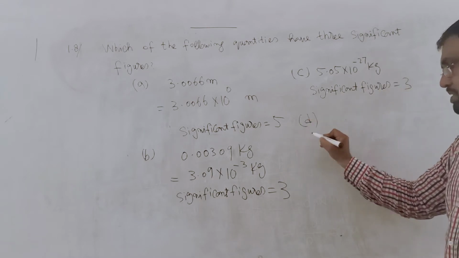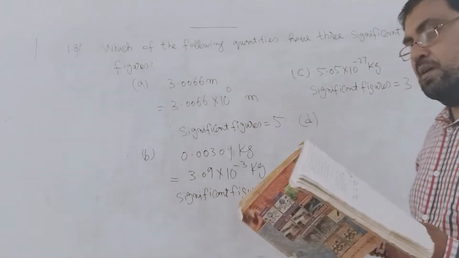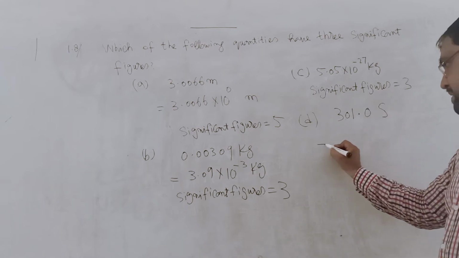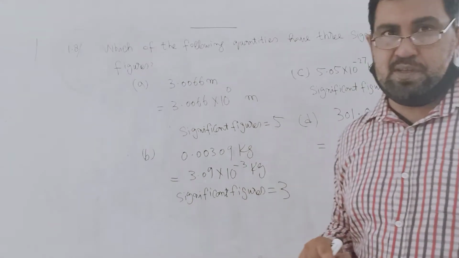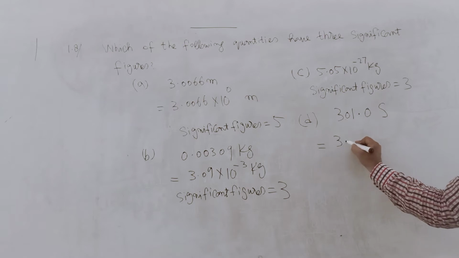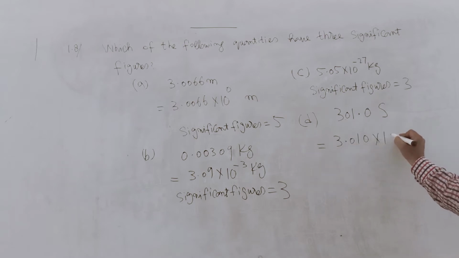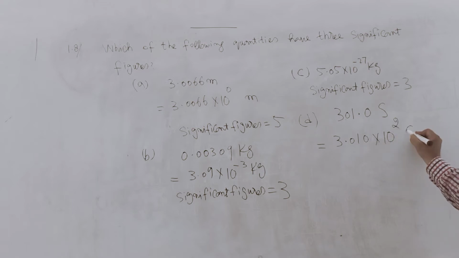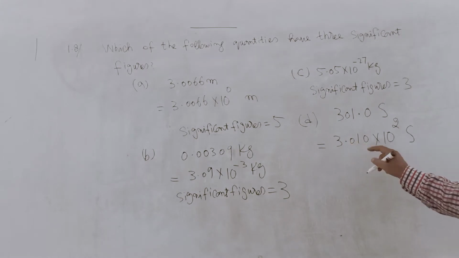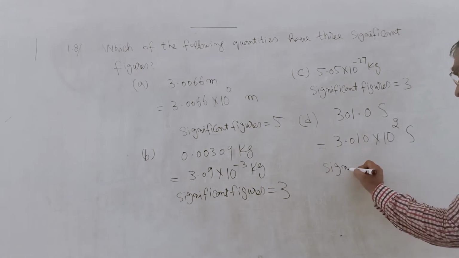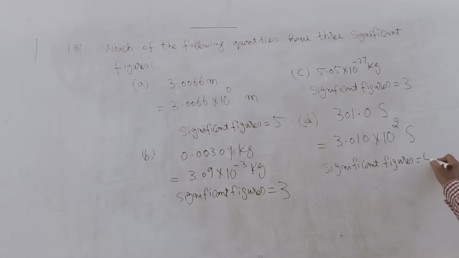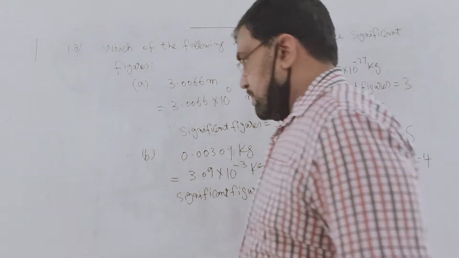Last, D, 301.0 second. Convert this quantity into scientific notation. The point must be placed after the first digit. 3.010 into 10 raised to power 2. Count the number of digits: 1, 2, 3, 4. So its significant figures is equal to 4.